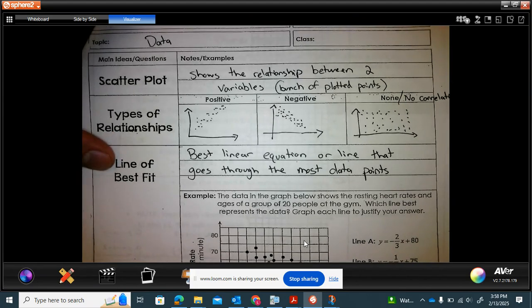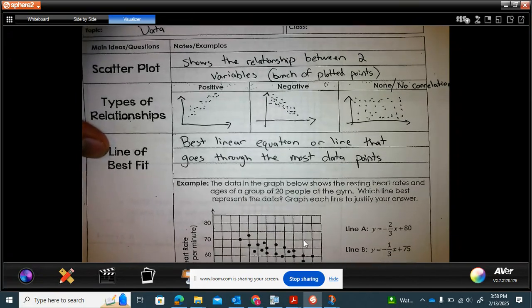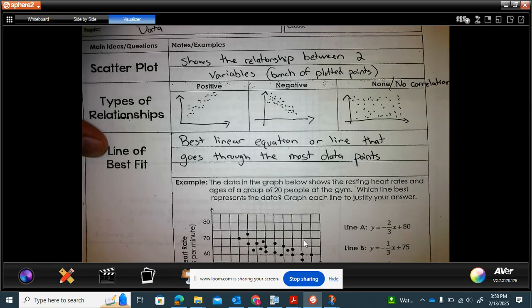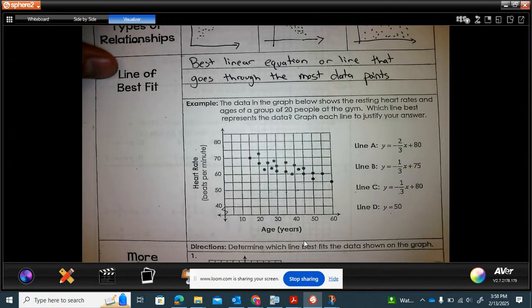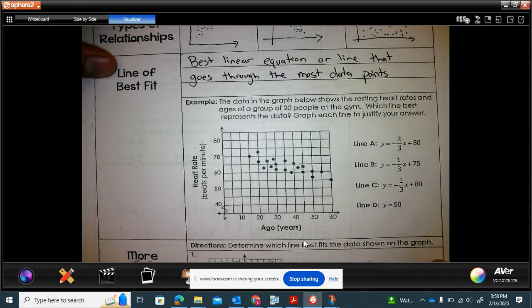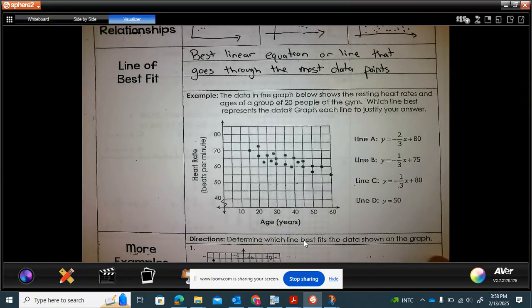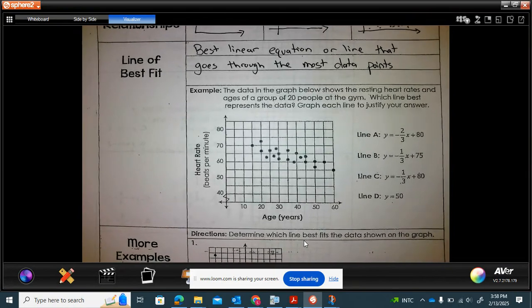So let's look at this example. And here's where I say there's real life stuff. And this is what you're going to have to do for your project. You're going to have to get real life data. So it says the data in the graph below shows the resting heart rate and ages of a group of 20 people at the gym. Which line best represents the data? Graph each line to justify your answer. So here's what we have.